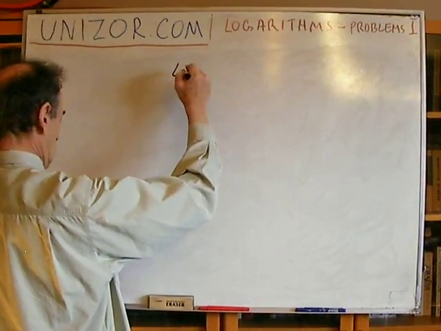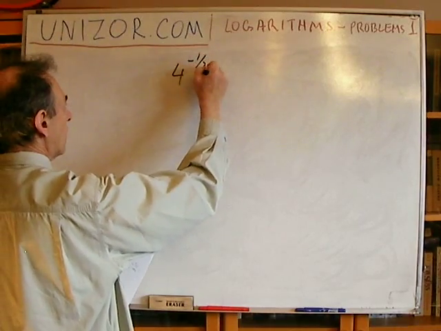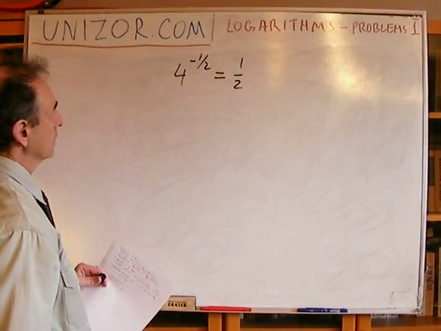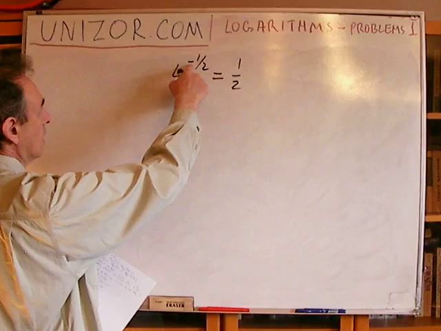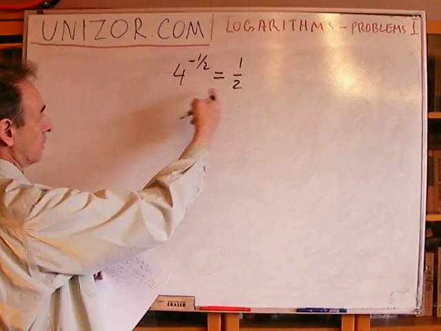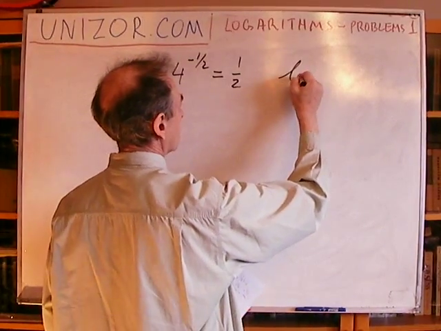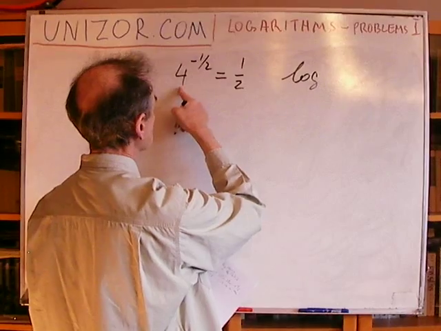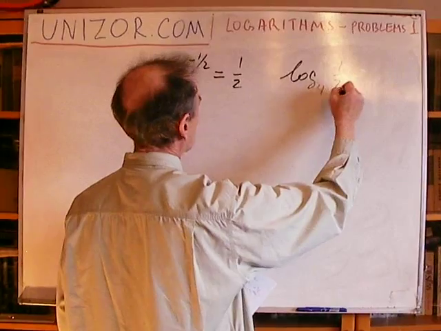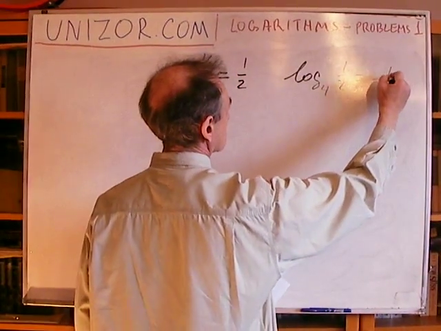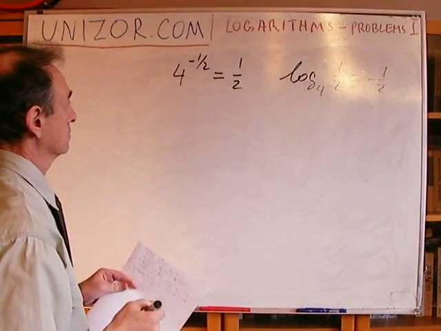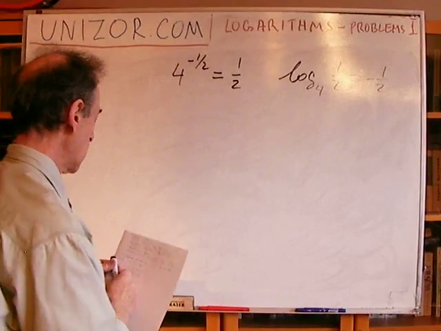Four to the power minus 1/2 equals 1/2. Well, is it correct, by the way? 4 to the minus means it's 1/4. 1/2 means square root. Square root of 1/4 is 1/2, exactly. So, in the logarithmic notation, it means log base 4 of this equals whatever the exponential thing is. Okay, that's the last one in this series.